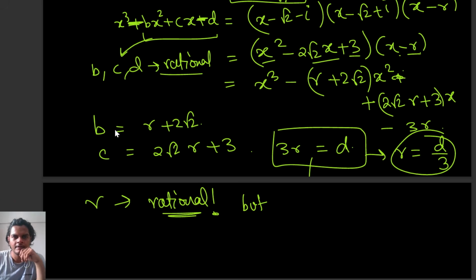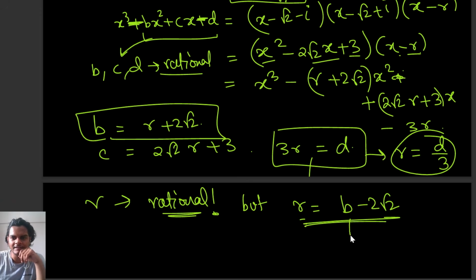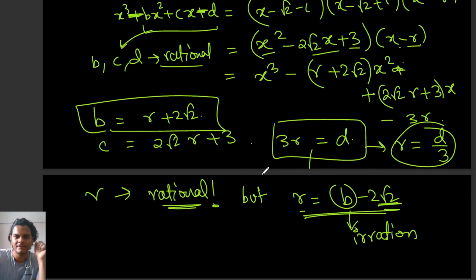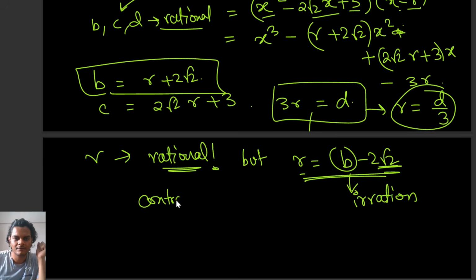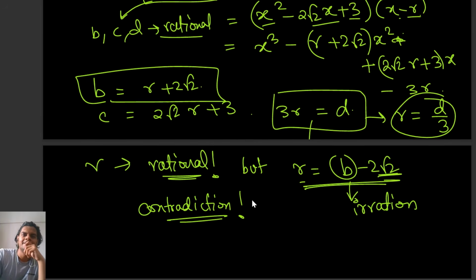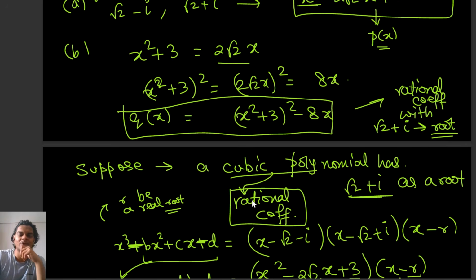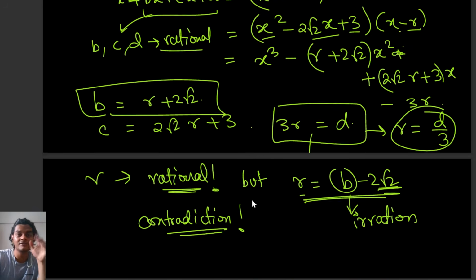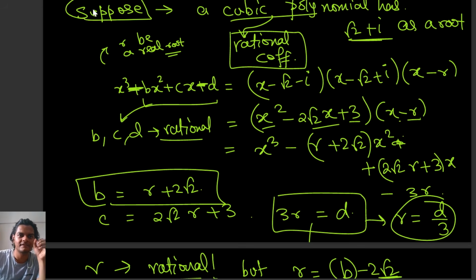But r is also this, b minus 2 root 2. So clearly this is irrational. Why is this irrational? Because b is rational and this is irrational. So overall r is irrational. So this is a contradiction. Is that understood? So this is important to note, and once you noted that, now this is a contradiction to what? Contradiction to this assumption. This assumption is wrong, right?